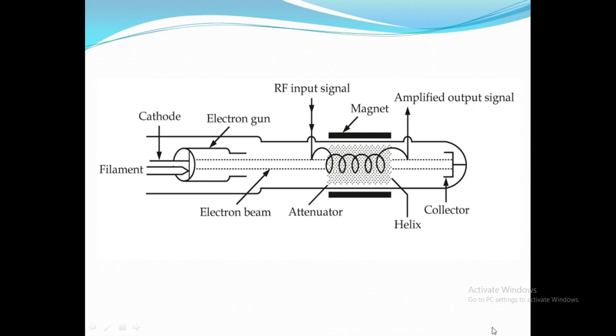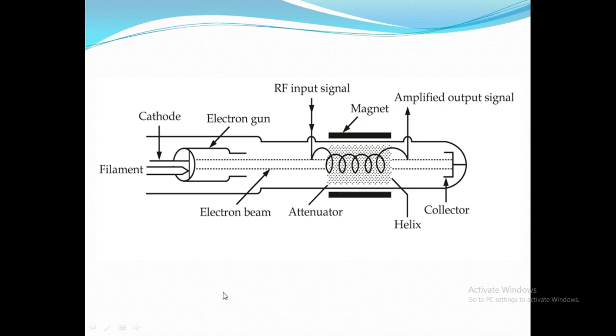So in traveling wave tubes, when the RF wave and the electron beam are moving with similar velocities, a continuous interaction between the input wave and the electron beam takes place, resulting in bunches, and these bunches grow as the beam moves further along the helix. In this way the input is amplified.